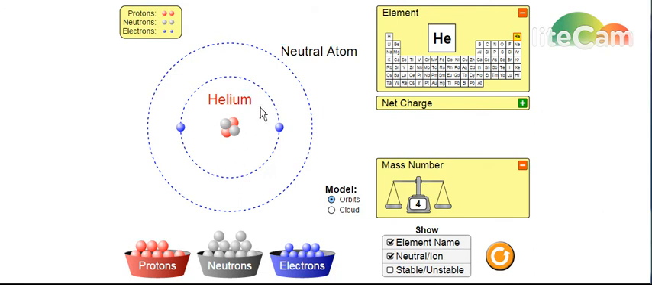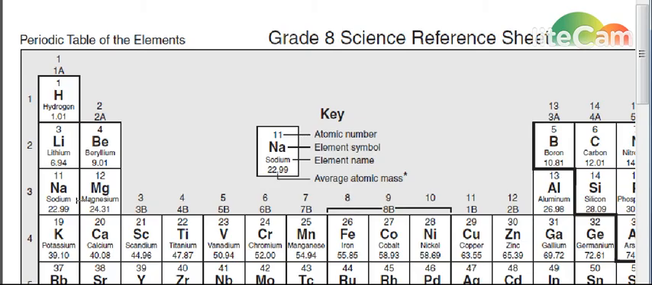This is what you built last time. To turn this into lithium, we're going to have to add protons. Let's take a look at our periodic table and see how many protons lithium should have. Here is lithium on the periodic table. You can see it has 3 protons.